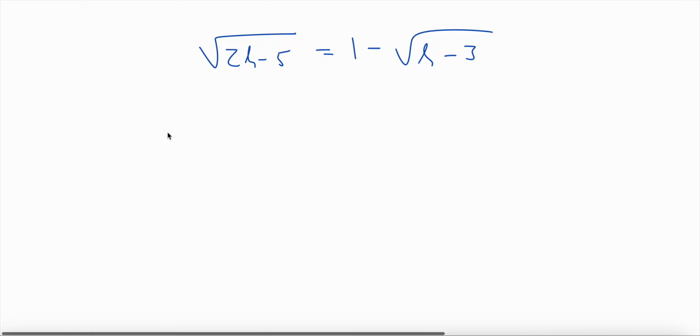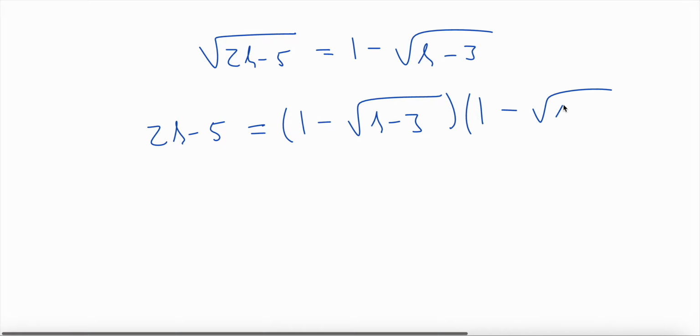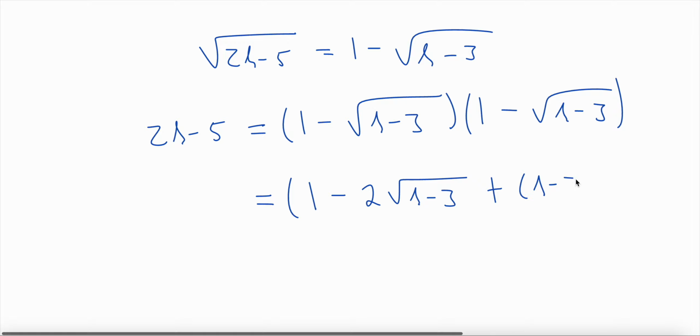So on the left side, that's going to undo the square root, and we're going to be left with 2h minus 5. And on the right side, that's going to look like 1 minus the square root of h minus 3 times 1 minus the square root of h minus 3. And now doing the FOIL method, we're going to be left with 1 minus 2 times the square root of h minus 3 plus h minus 3. And we have 2h minus 5 on the left.